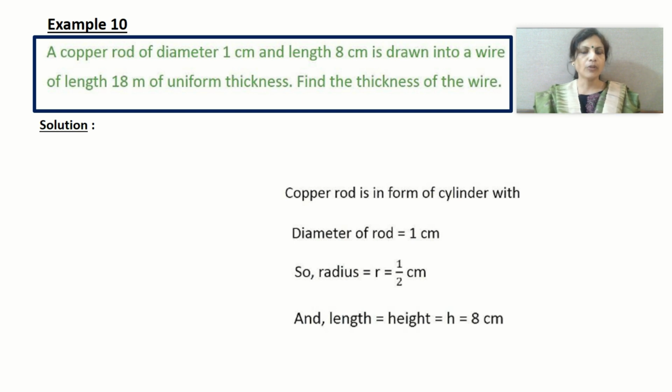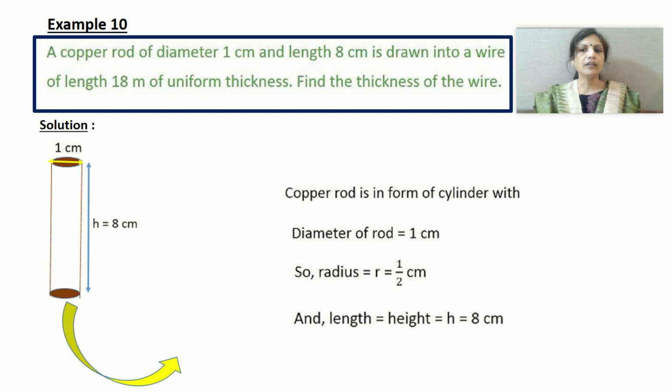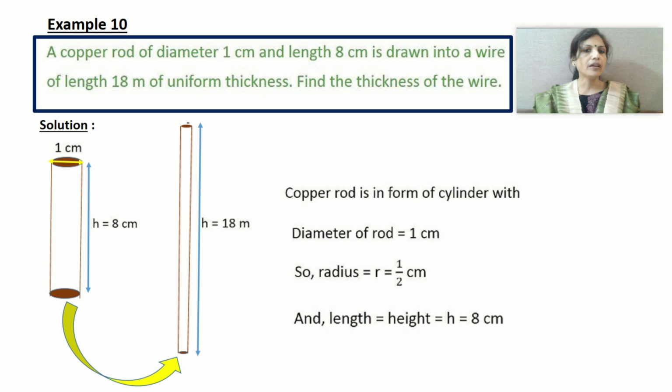So let's first try drawing the diagram. We have been given a copper rod and the copper rod has a diameter of 1 centimeter. Its length is given to us, so we'll consider that as height. So height of the rod is given to us as 8 centimeter. Now this rod is drawn into a wire. So the wire has length of 18 meter. We will consider this length as height of the wire. So height of the wire is 18 meter and the wire has uniform thickness. What we have to find is the thickness of the wire.